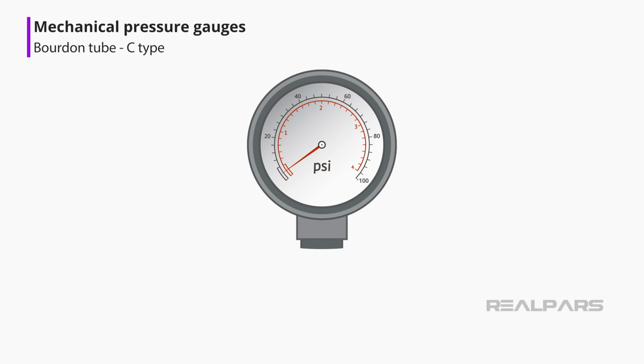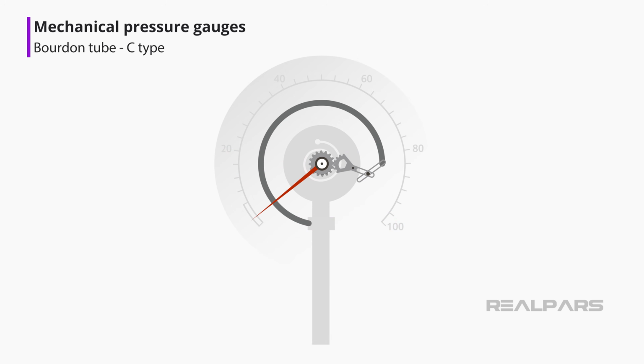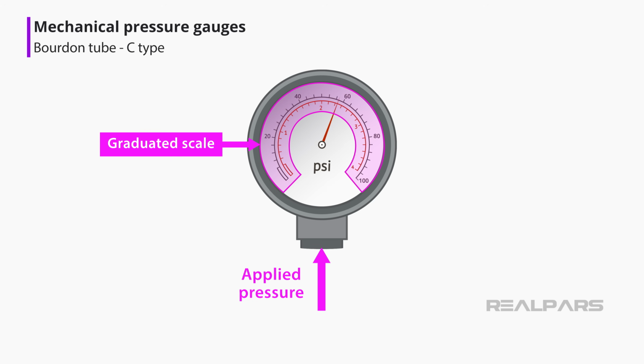Okay, digging a little deeper, we see that a typical Bourdon tube pressure gauge has a rack and pinion driven by an adjustable link and lever. As the tube straightens due to a pressure increase, the sealed tip will move. A link attached to the tip of the C tube transfers the motion to a sector gear. The sector gear meshes with a pinion that turns a shaft that is connected to a pointer. The motion of the shaft causes the pointer to move on the calibrated graduated scale.